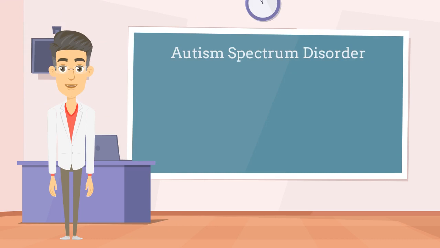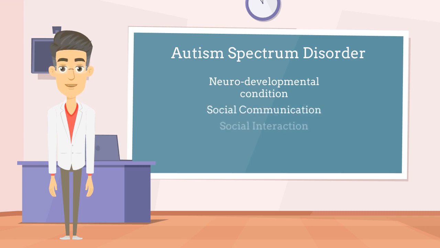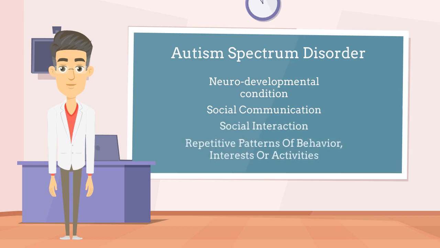Autism Spectrum Disorder, more commonly known as autism, is a complex neurodevelopmental condition that affects the way individuals perceive and interact with the world around them. It is characterized by differences in social communication, social interaction, and the presence of repetitive patterns of behavior, interests, or activities. As a neurodevelopmental condition, autism primarily affects the development of the brain and the nervous system. It is present from early childhood and persists throughout a person's life.